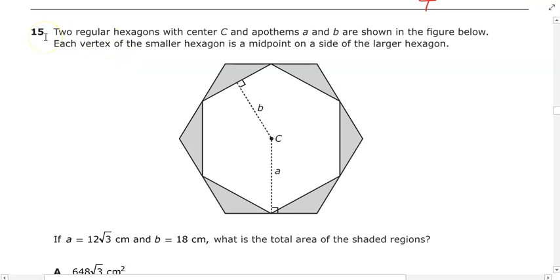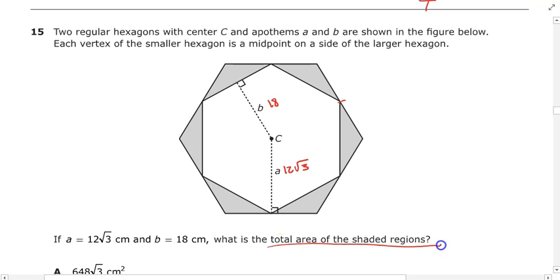So question 15 says, two regular hexagons with center C and apothems A and B, so those are given, the apothems, are shown in the figure below. Each vertex of the smaller hexagon is a midpoint on a side of the larger hexagon. So they just happen to meet at these. A equals 12 square root of 3, and B equals 18. What is the total area of the shaded regions?